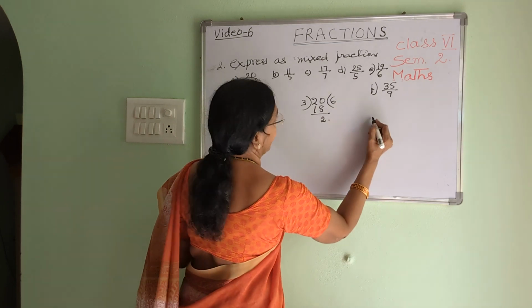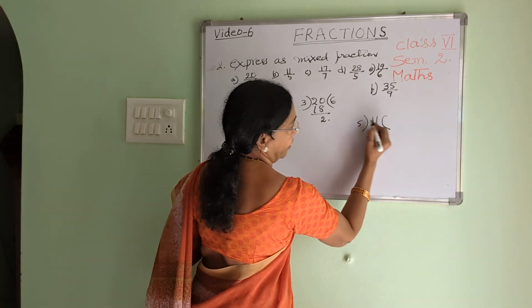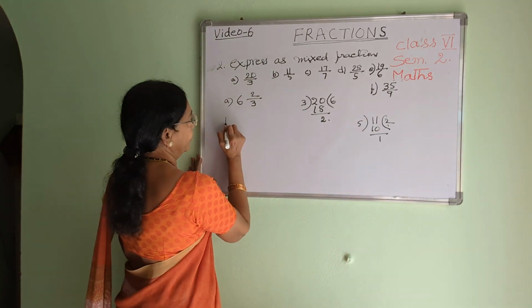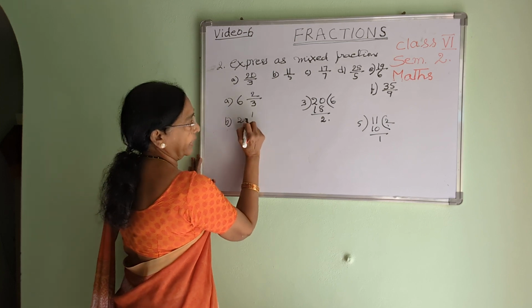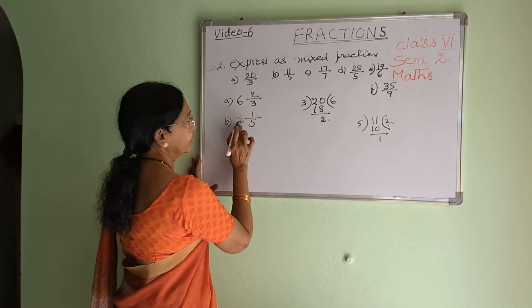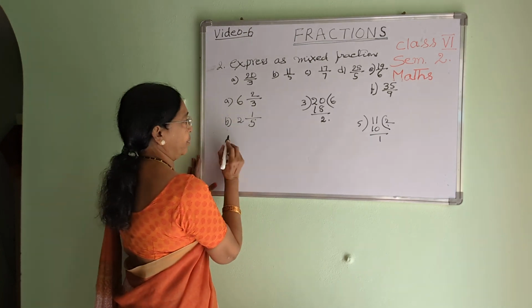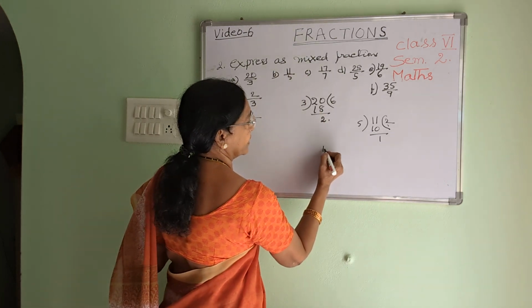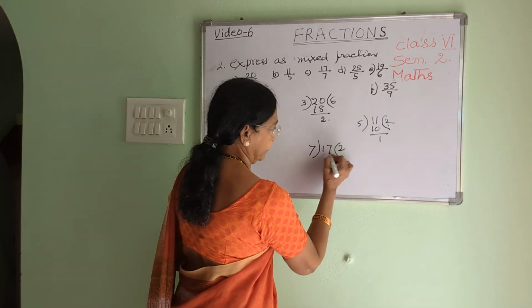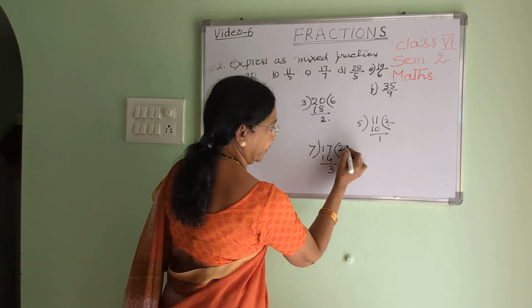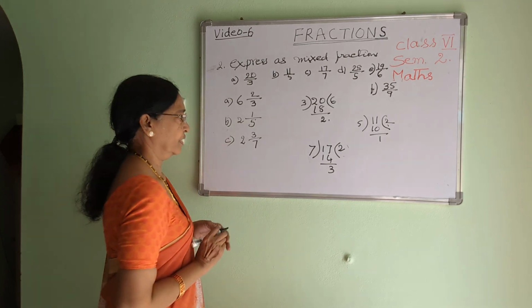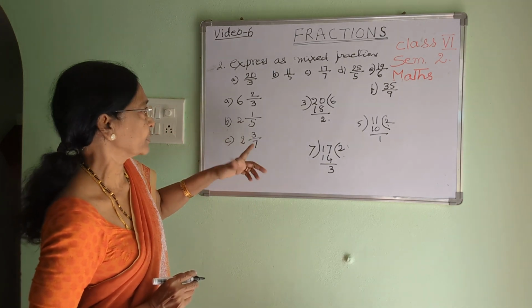Next 11 by 5. Divide 11 by 5. 5 2s are 10. Remainder 1. Therefore 2 is the whole number. The remainder becomes the numerator and the divisor the denominator. 2 1 by 5. A whole number and a proper fraction. C 17 by 7. Divide 17 by 7. 7 2s are 14. So the remainder is 3. Therefore 2 3 by 7. 7 2s are 14 plus 3, 17 by 7.